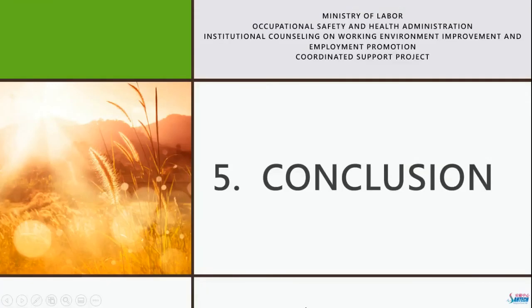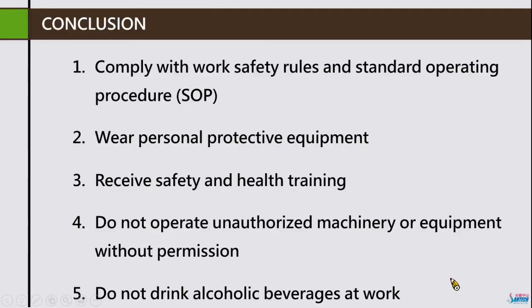5. Conclusion. 1. Comply with work safety rules and standard operating procedure SOP. 2. Wear personal protective equipment. 3. Receive safety and health training. 4. Do not operate unauthorized machinery or equipment without permission. 5. Do not drink alcoholic beverages at work.